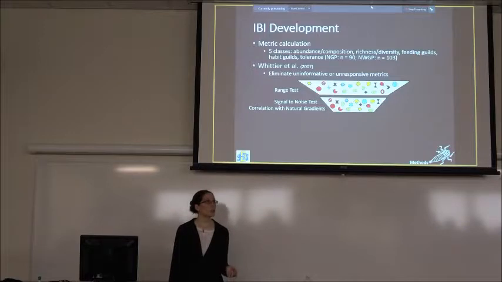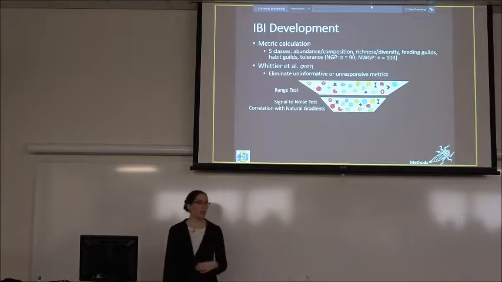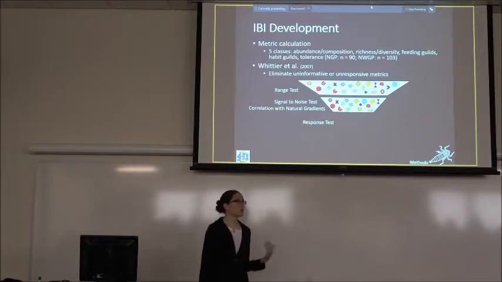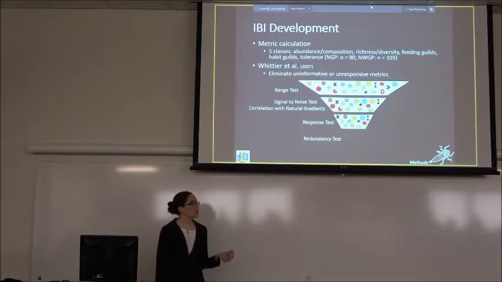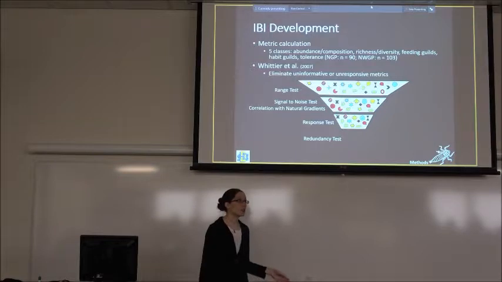Third, we measured the metrics' correlation with watershed area, which was our natural gradient. And then we could correct those metric values for that, so we didn't actually eliminate metrics with that step. Fourth step was a response test. We wanted to get rid of metrics that were not going to be able to distinguish significantly between impaired and non-impaired sites. A redundancy test was used to eliminate metrics that will give us the same information as a better performing metric also on the list.